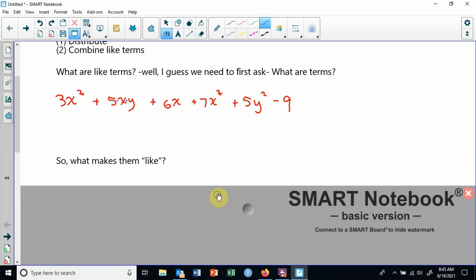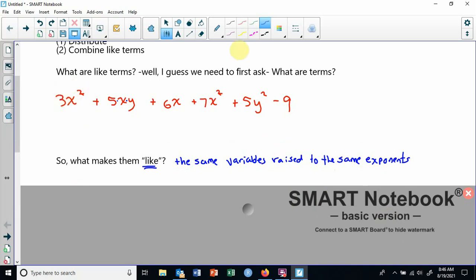The next question is, what makes them like? Well, to be like, each term needs to have the same variables raised to the same exponents. Let me focus on spelling first. Exponents. I'm horrible at spelling, and if I try to talk and write, I'll mess up. So the same variables raised to the same exponent. So 3x squared, to be another like term, has to have an x squared and only an x squared. Of course, it can have a number out front.